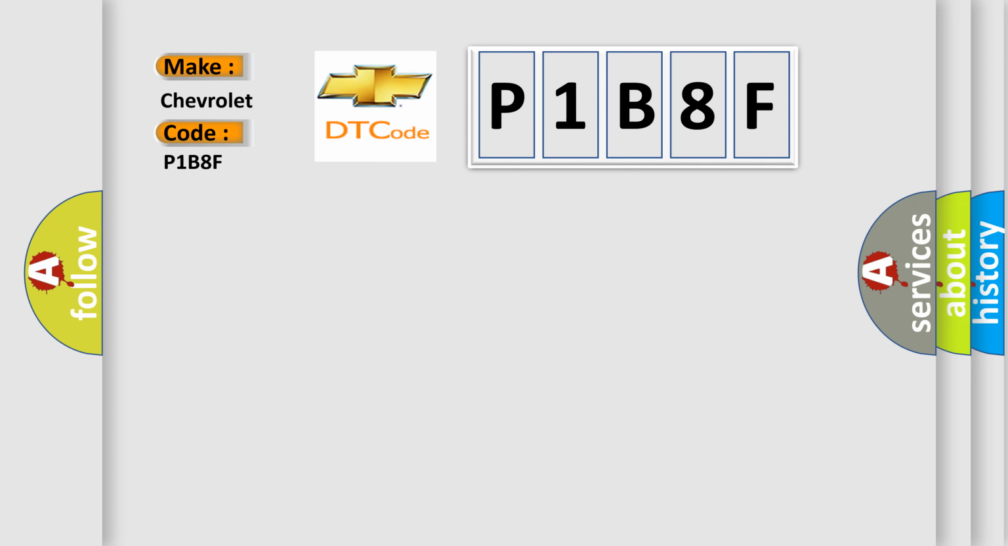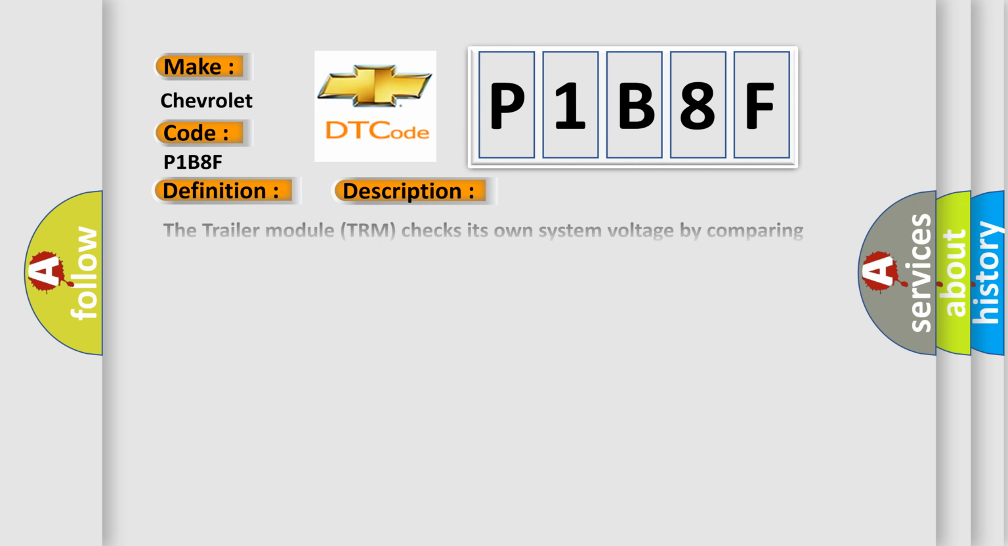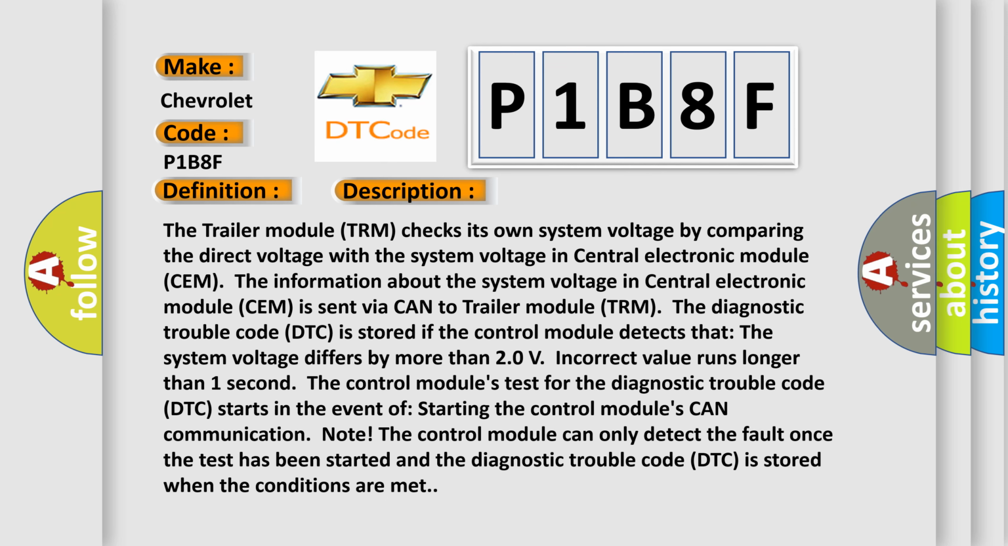The basic definition is battery voltage algorithm-based failures signal compare failure. And now this is a short description of this DTC code. The trailer module TRM checks its own system voltage by comparing the direct voltage with the system voltage in Central Electronic Module SEM. The information about the system voltage in Central Electronic Module SEM is sent via CAN to trailer module TRM. The Diagnostic Trouble Code DTC is stored if the control module detects that the system voltage differs by more than 20 volts. Incorrect value runs longer than 1 second.